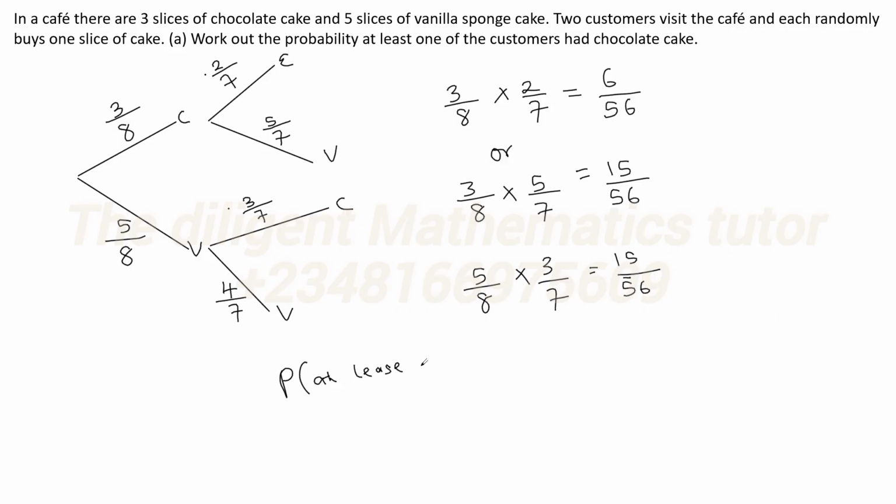So let's add up all of our probabilities of getting at least 1 chocolate. So yes, this is not how you write it. I'm just trying to make you understand it. Probability of getting at least 1 chocolate is equal to, don't mind my handwriting, 6 out of 56 plus 15 out of 56 plus 15 out of 56. So 15 plus 15 is 30, plus 6, 36. So 36 out of 56.